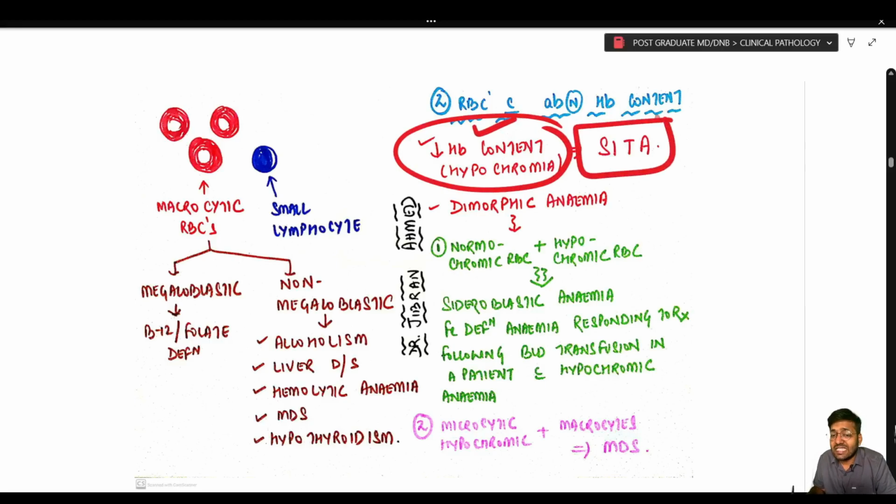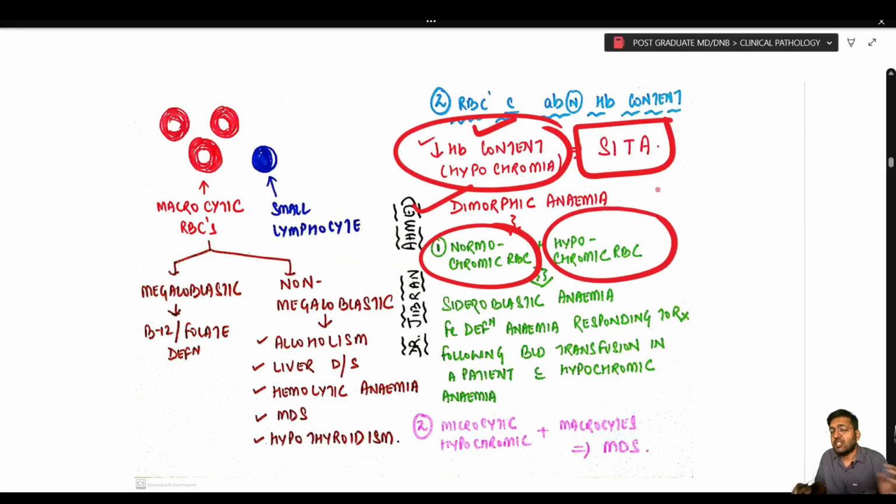The causes are SITA. So the same causes of microcytosis also form the causes for hypochromia. Now what is dimorphic anemia? Wherein you are finding both normochromic RBCs along with hypochromic RBCs. So what are the situations in which you can encounter dimorphic anemia most commonly in day-to-day practice?